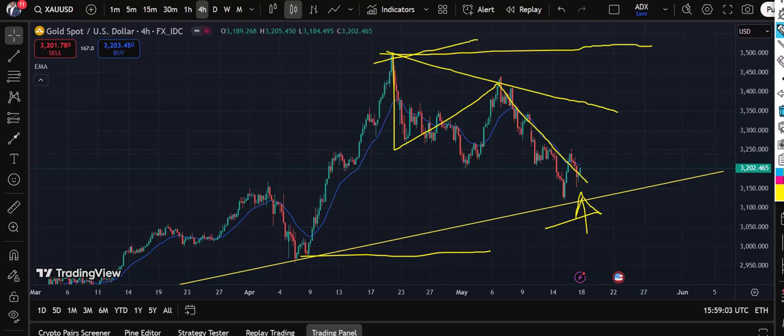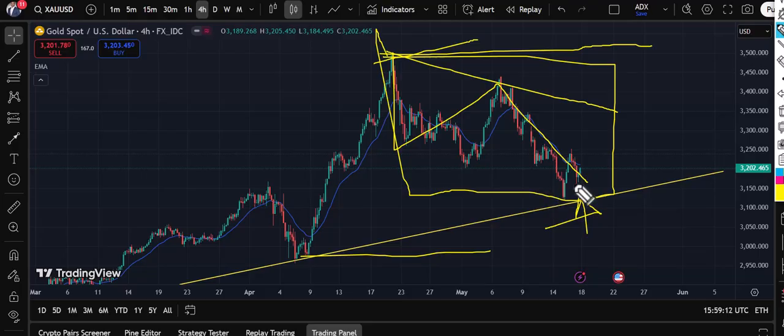Okay, so we are going to base our analysis on what is happening here. See what the market finishes, what it's going to do here. That will tell us whether the market is going to break down or break up. So how do we do that?